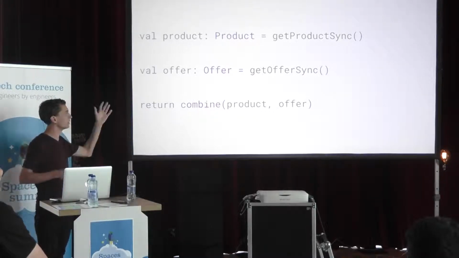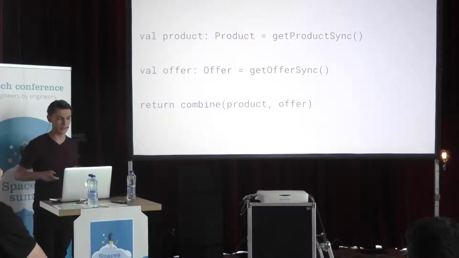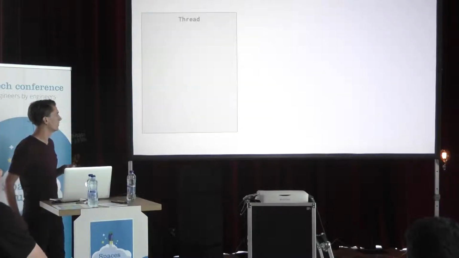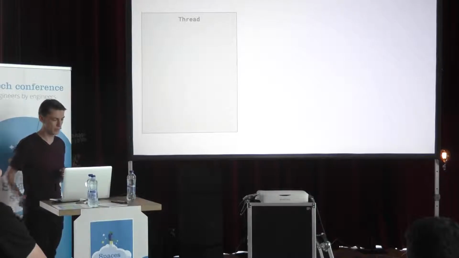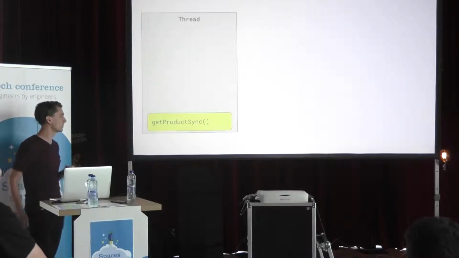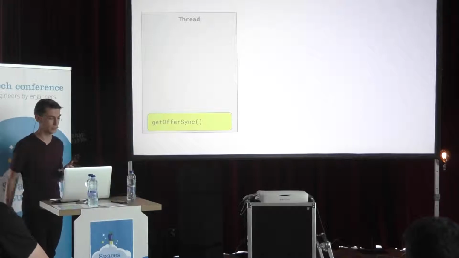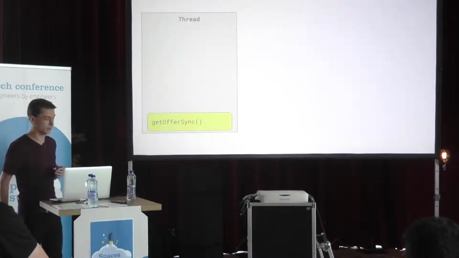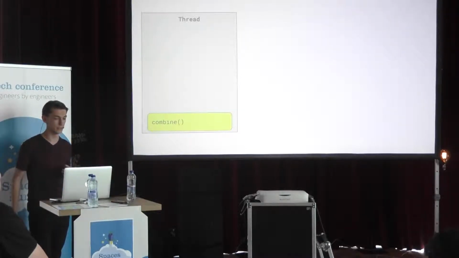So this code, if we execute it, what does it look like from a threads perspective? So we have a thread with a call stack. And we get a product synchronously, and when that is finished, we get an offer, and when that is finished, we can combine the two.